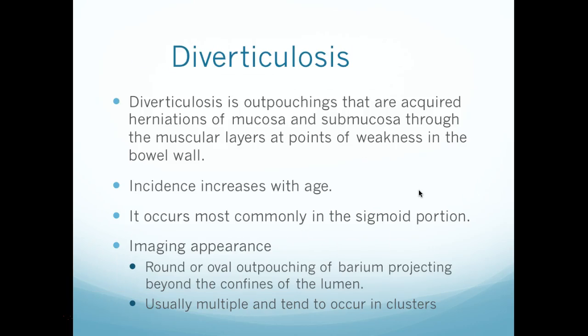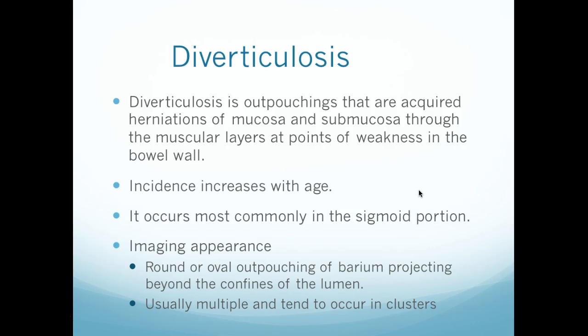So diverticulosis. Any kind of diverticulum is an outpouching. So it's a hernia through the mucosa or the submucosa of the muscle layers. So it's a weakness in the bowel wall, and there's an outpouching of the mucosa and submucosa through that layer of muscle. The incidence of diverticulosis increases with age. It's more common in the sigmoid portion of the bowel.